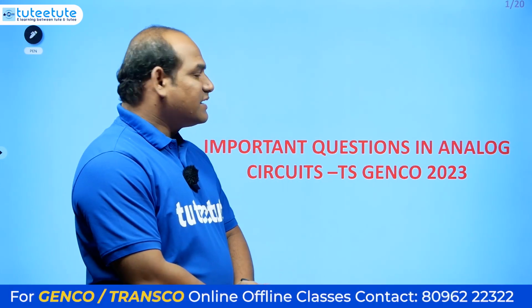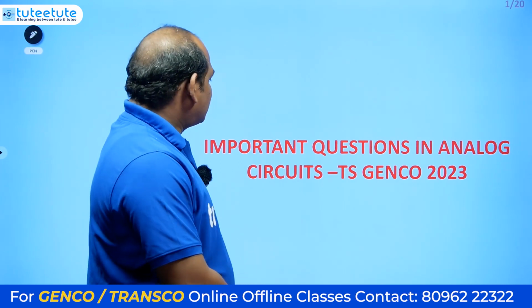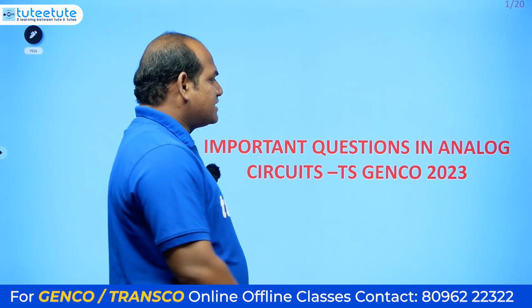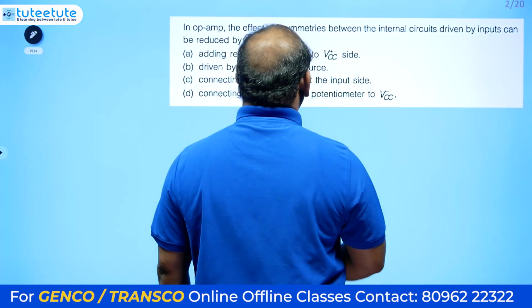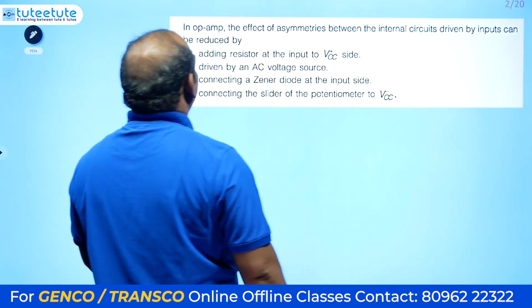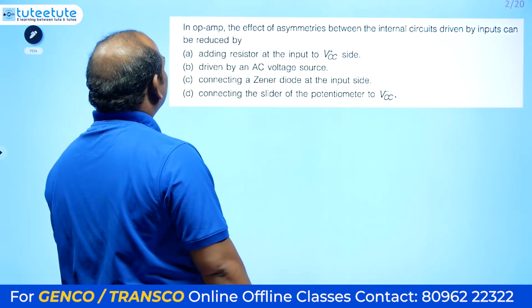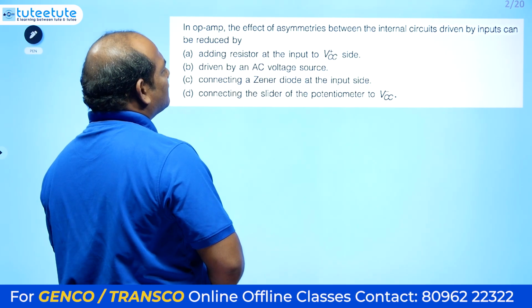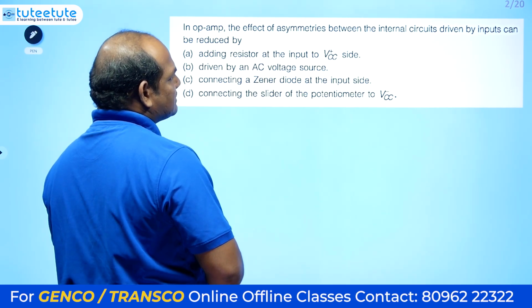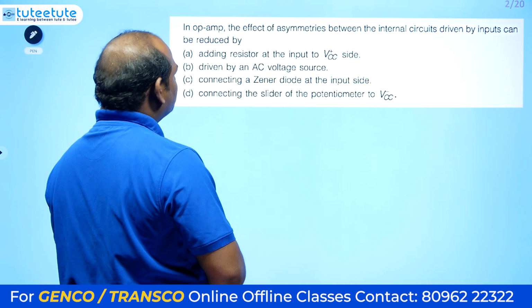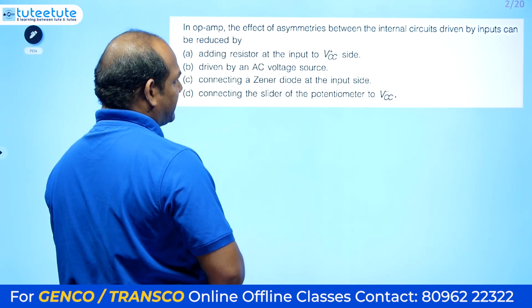In this video we will see the important questions related to analog circuits, and this particular video is related to GENCO 2023 preparation. First question is about operational amplifier. In an operational amplifier, the effect of the asymmetries between the internal circuits driven by inputs can be reduced by.